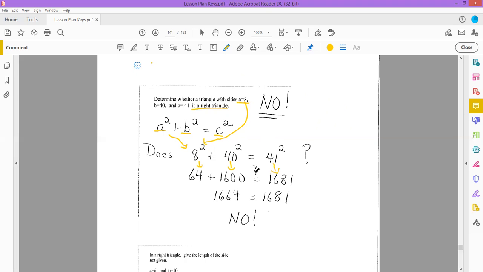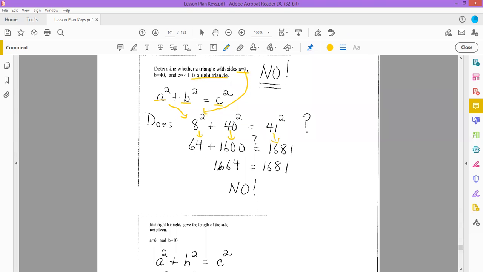So this question mark is here for us to answer this question. Are the left and right sides equal to each other? And we see that when we add on the left, 1,600 plus 64 gives us 1,664. That does not equal 1,681. Therefore, these lengths cannot be a right triangle. We would say no.